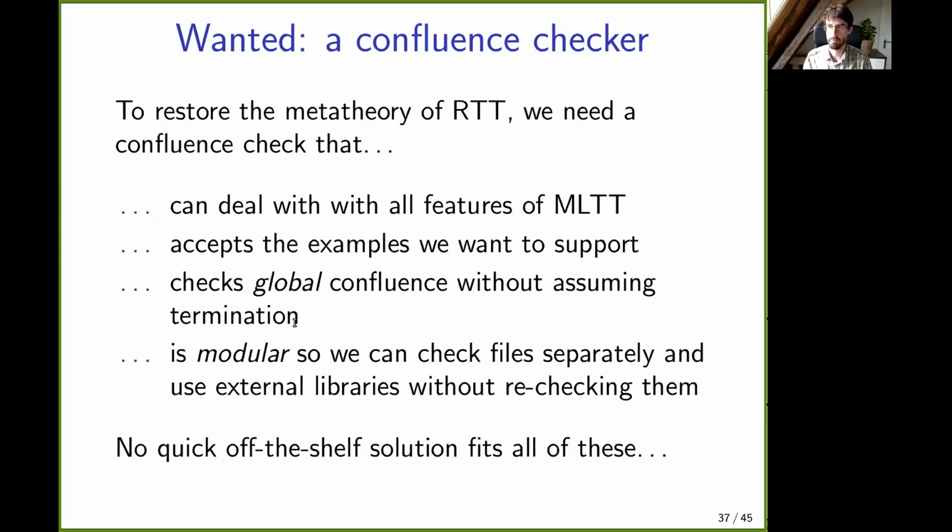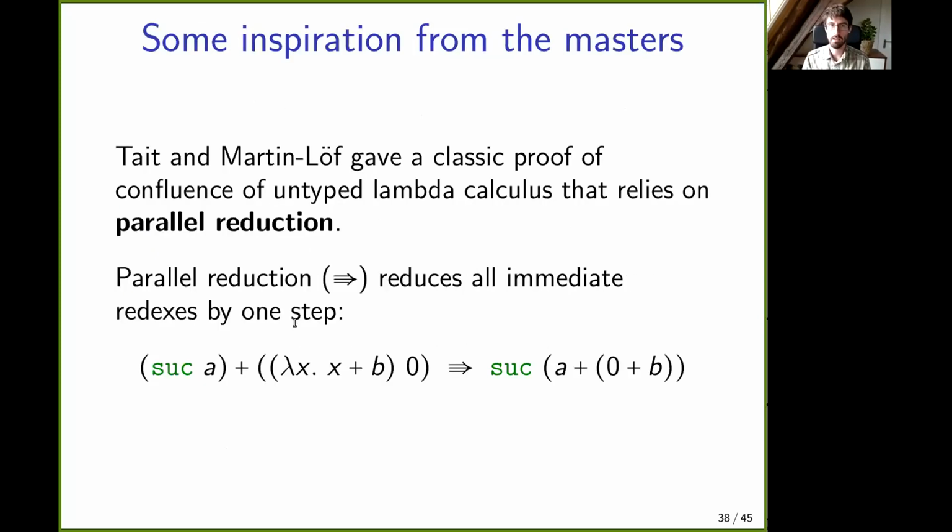Well, we have obviously looked at the literature, but we didn't really find anything that we could just take off the shelf and that solved all these problems at once. If there is something, I'm of course very glad to hear it. But instead of using any off-the-shelf solution, we decided to design our own confluence criterion. And in particular, we started by taking some inspiration from the old masters.